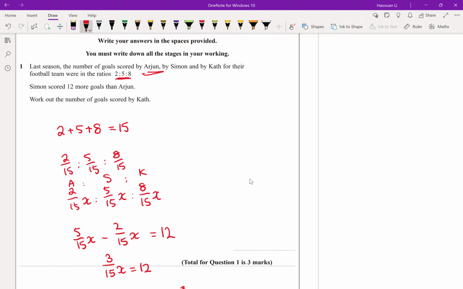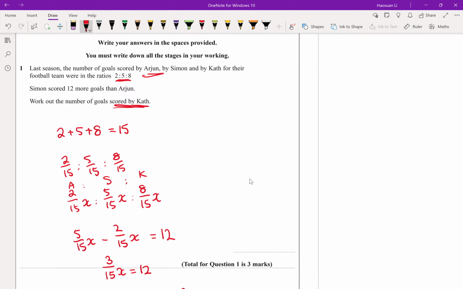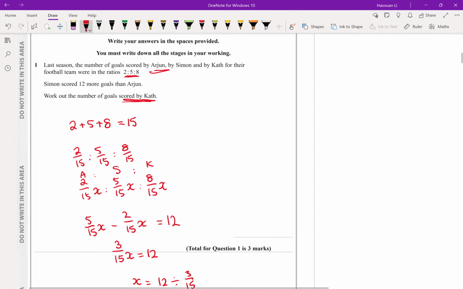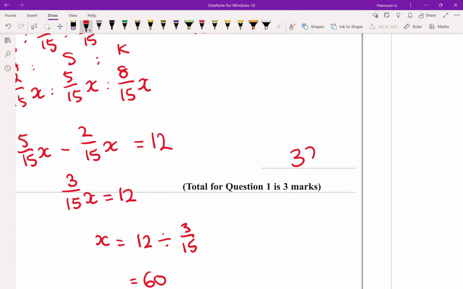Work out the number of goals scored by Kat. So here, don't think this is the last answer, because this is the question being asked. If that's scored by Kat, you just simply substitute the value of x in, and you should get 32. So that's your 3 marks.